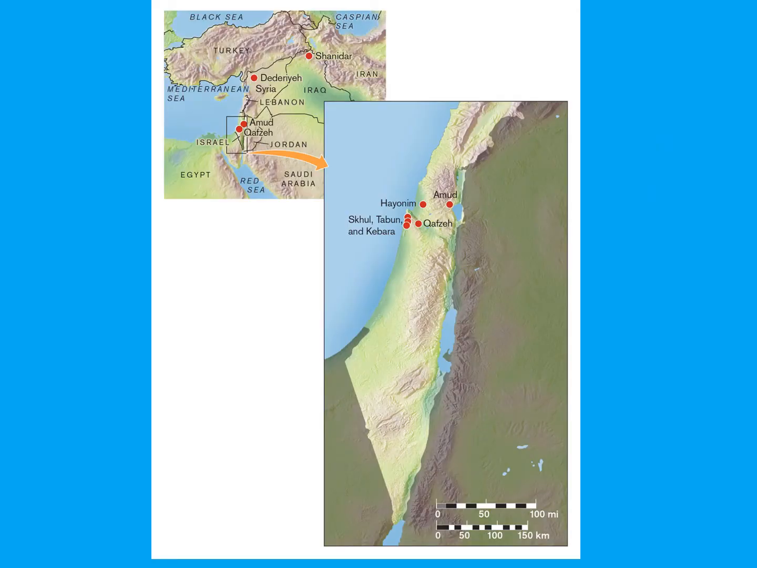One of these areas where we see a lot of these interaction sites is in Israel, at sites called Amud, as well as Qafzeh, Skhul, and Tabun, which are all in relatively close proximity to each other. And these are some of the sites where we see a lot of hybridization events. We see individuals that have both archaic and modern features, as well as individuals that have both Neanderthal and Homo sapien features.